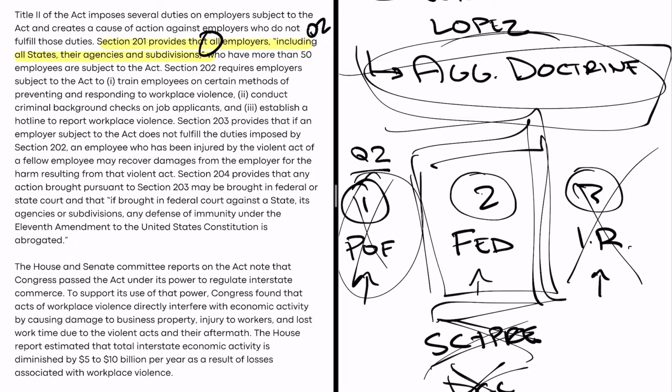Remember, if we're thinking about federal minimum wage law, we know that it applies to state agencies because it applies even-handedly to state agencies and private actors, right? That's Garcia v. San Antonio. So here, Section 201 provides that all employers, including all states, their agencies, and subdivisions, who have more than 50 employees are subject to the act. Well, that sounds a lot like Garcia and federal minimum wage laws.